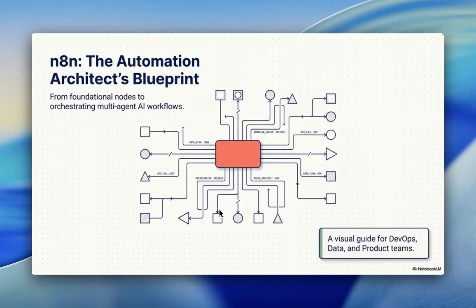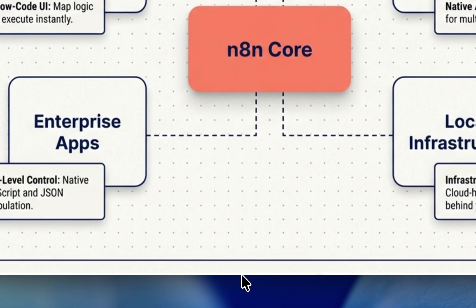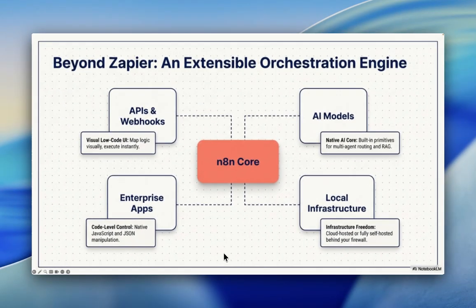In this video, I'm going to talk about the n8n automation architect blueprint, from foundation nodes to orchestrating multi-agent workflows, a visual guide for DevOps, data, and product teams. Beyond Zapier, an extensible orchestration engine, APIs, and a book.